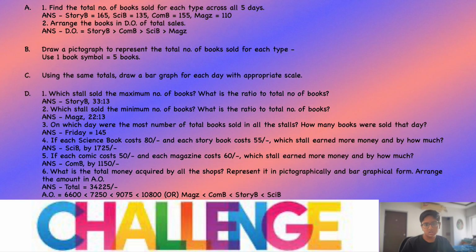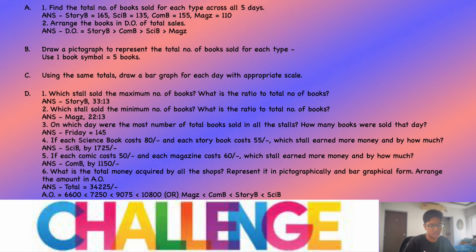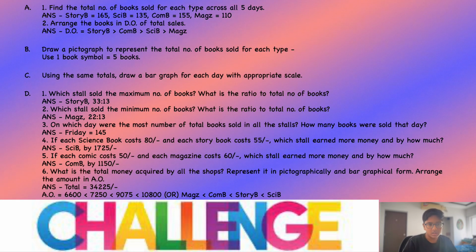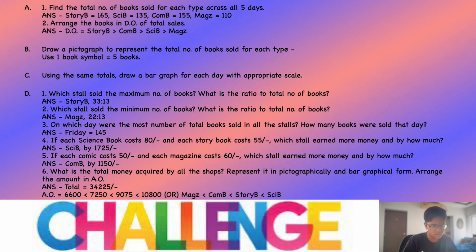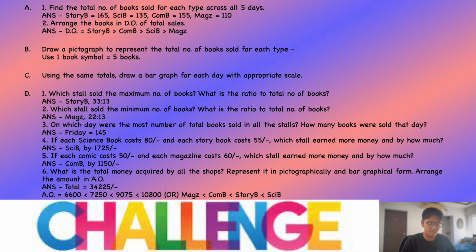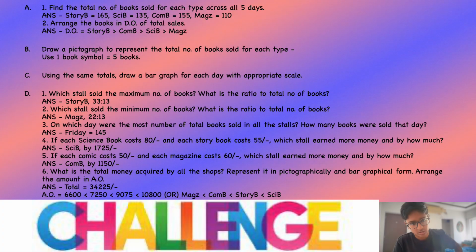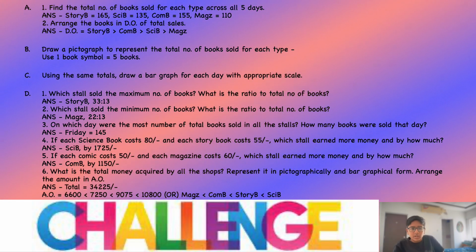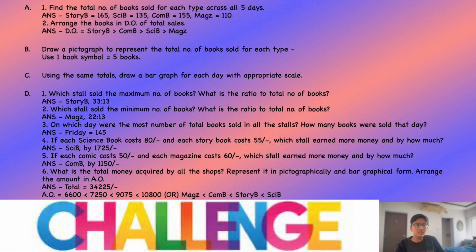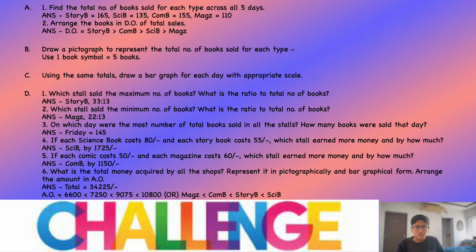If each science book costs 80 and each storybook costs 75, which stall earned more money? Storybooks must have earned 12,375 and science books must have earned 10,800. So the difference is 1725, and storybooks earned more. And if each comic costs 50 and each magazine costs 60, which stall earned more money?